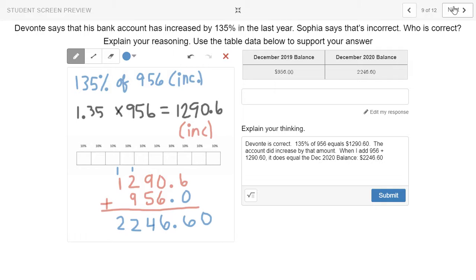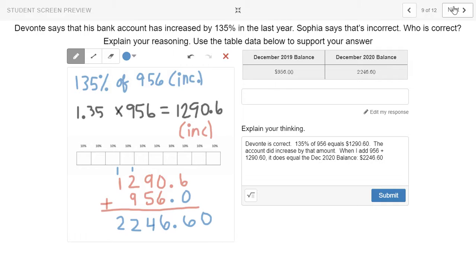956. When I multiply that, it equals 1,290.6. $1,290.60 is how much the account increased by. So then what I did is I took the amount it increased by plus last year's bank account, or the 2019 bank account. When I added it up, it did equal the December 2020 balance. So Devante was right. The account did increase by 135%.